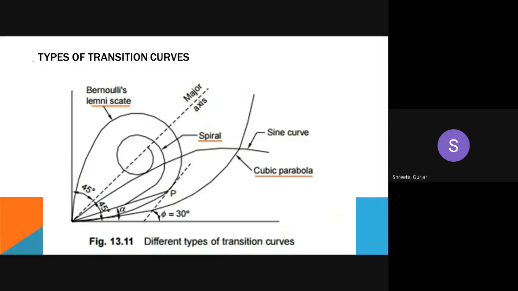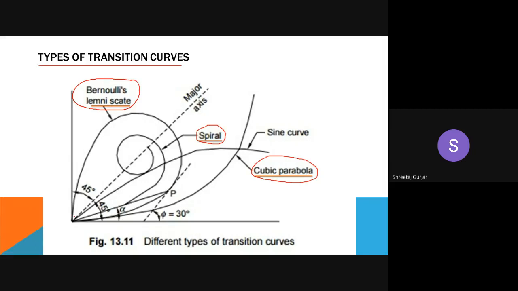Okay, coming to the types of transition curves. We have various types of transition curves which you can see on your screen. You have many types of transition curves. The important ones are the spiral, or cubic spiral as we call it, and the cubic parabola. These two are usually provided for railway lines. And this Bernoulli's lemniscate is provided for highways.